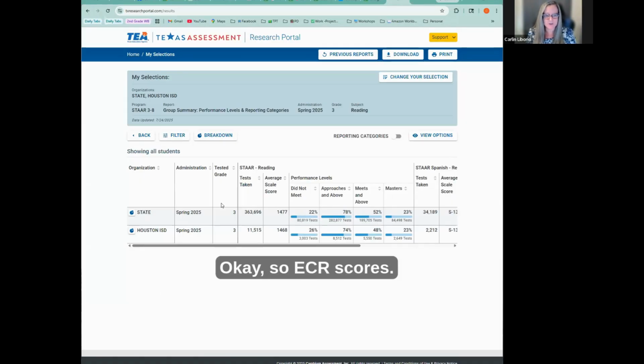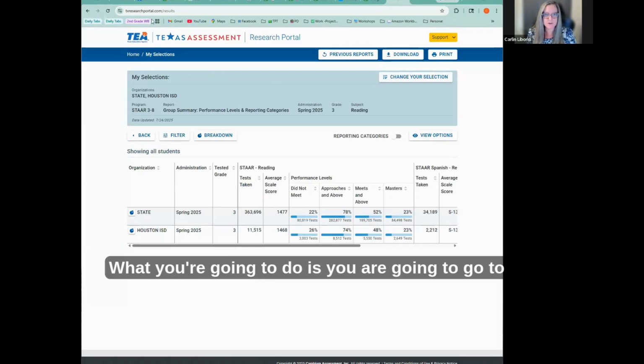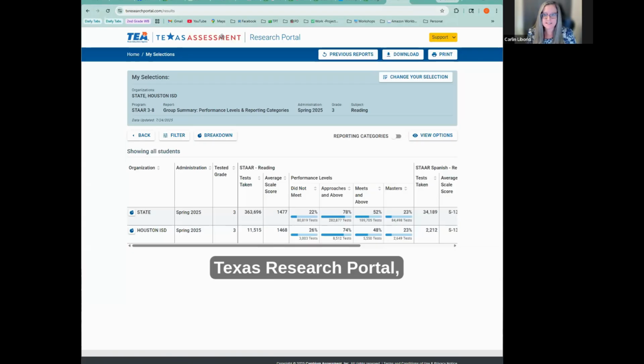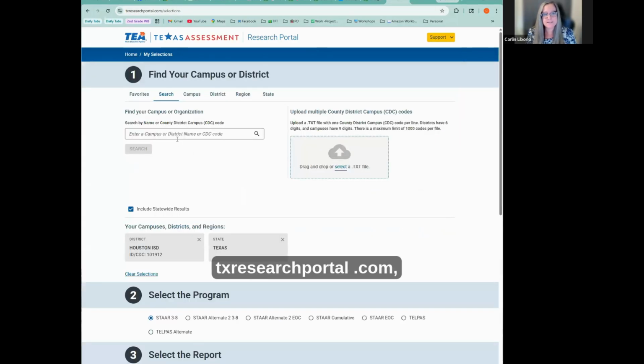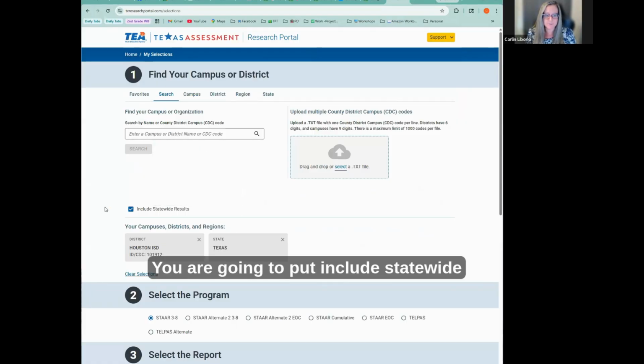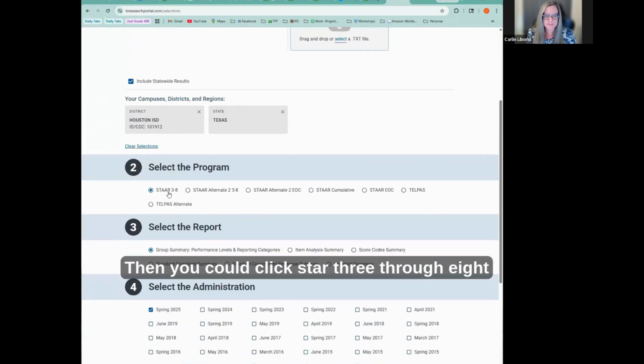Okay, so ECR scores. What you're going to do is go to Texas Research Portal, txresearchportal.com, and enter your district name in this box. You are going to put include statewide results. I'm just using Houston ISD as an example. Then you can click STAAR 3 through 8, or STAAR EOC if you're in high school.